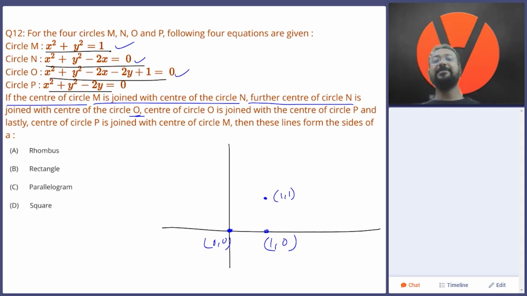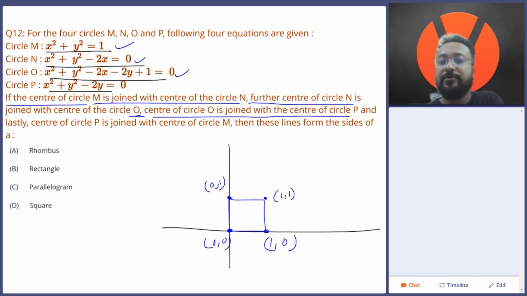Correct. Then they are saying center of circle O is joined with the center of circle P. P is the last circle. x square plus y square minus 2y. So I think you can see center will be 0, 1 this time. Correct. They are saying if we join them together like this, and then obviously, finally I'll bring it down. So M is joined. Finally P. This is P. This is M. Okay, beta. This is N and this is O. So M with N, N with O, O with P, and then P with M.